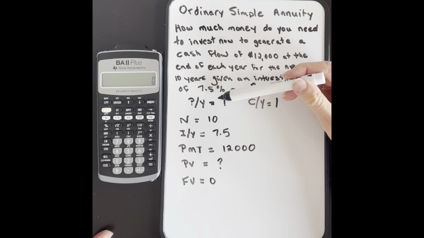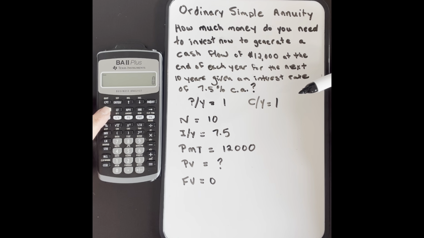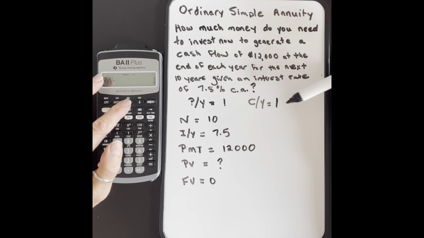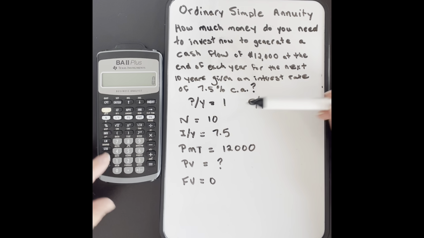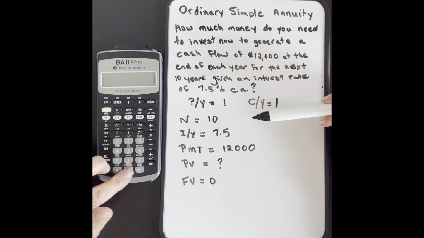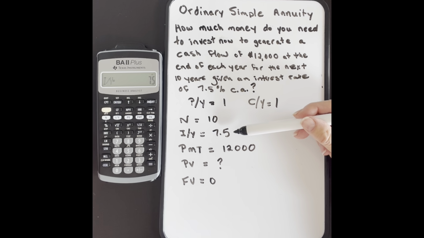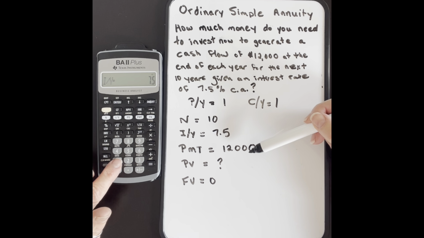Let's start with P per Y and C per Y. So second function, P per Y, it's 12. We want to change it to 1. Make sure you enter. When we change that to 1, automatically C per Y changes to 1. So now we're going to quit and put our values in. 10, N. 7.5 is I per Y. Payments of 12,000.